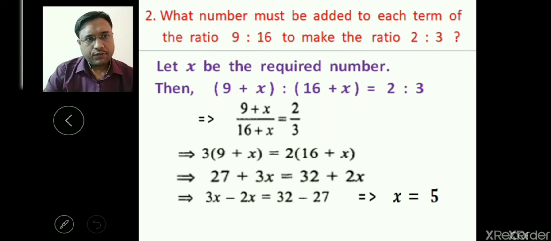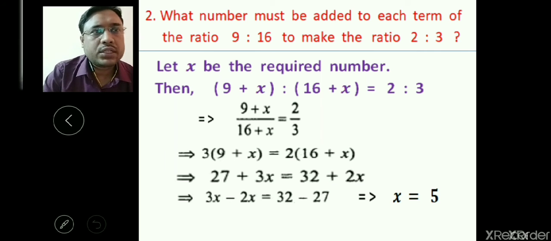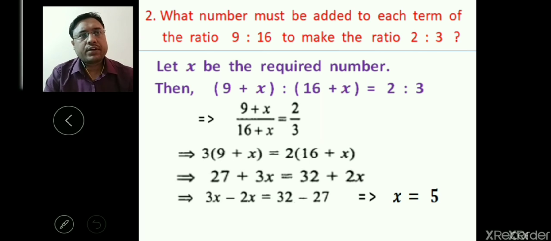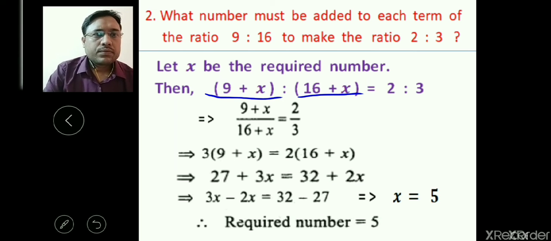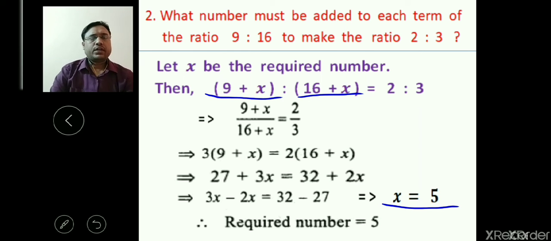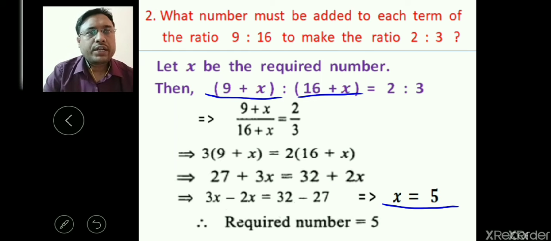You can say 5 is the number that must be added to both the terms of the given ratio 9 is to 16 so that it will convert into 2 is to 3. So the required number is 5 here. We can check: 9 plus 5 here is 14 and 16 plus 5 here is 21.